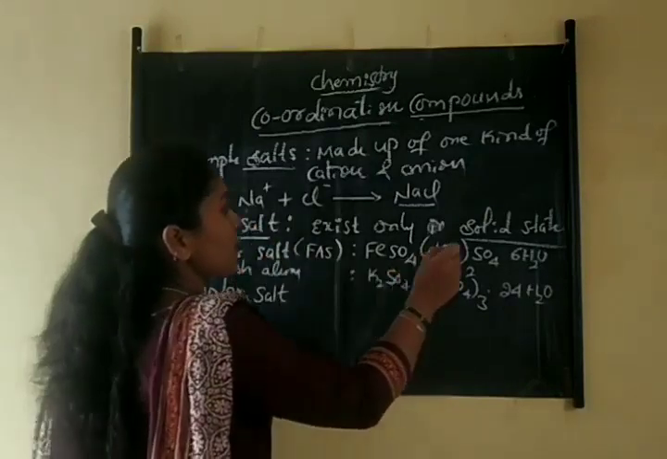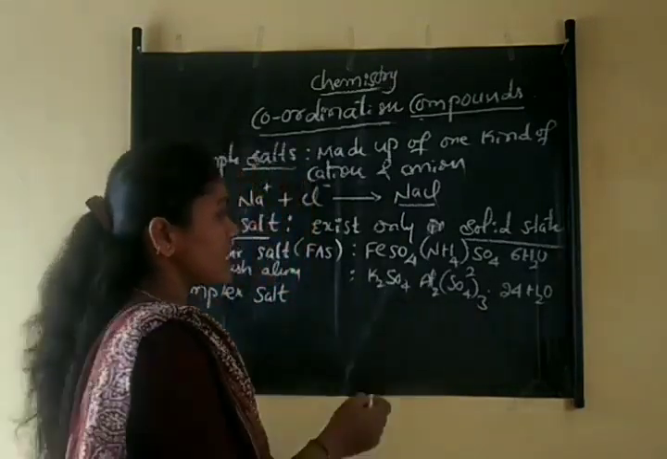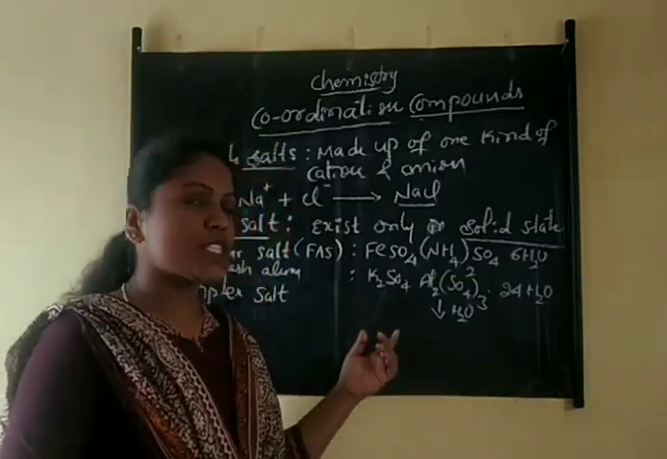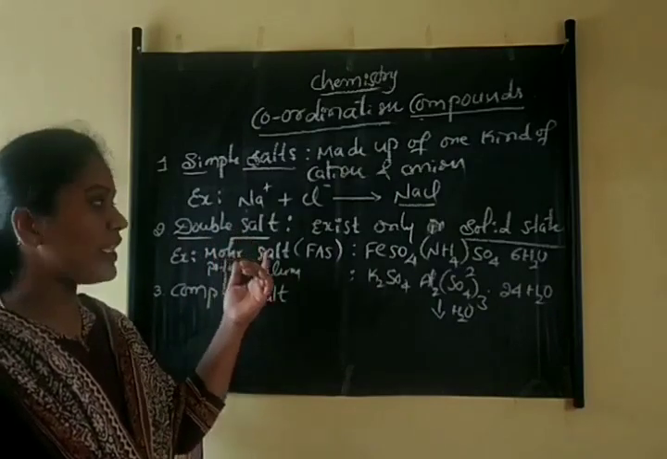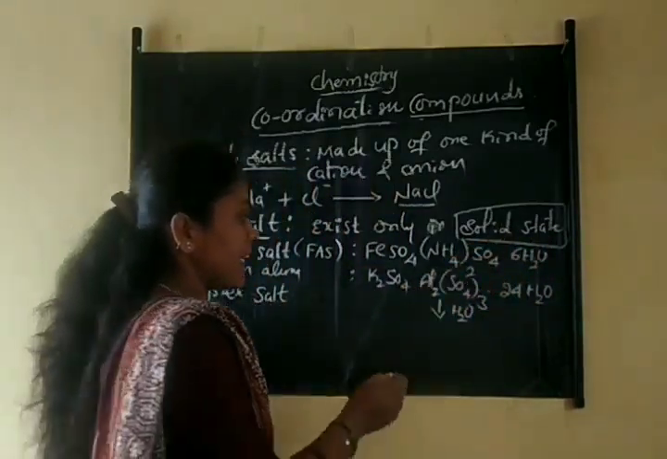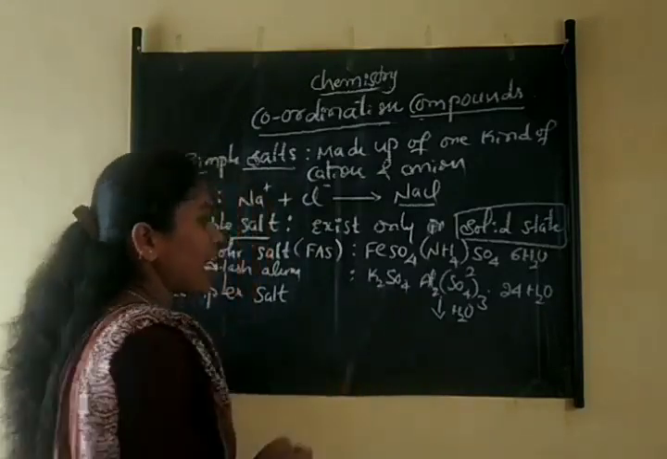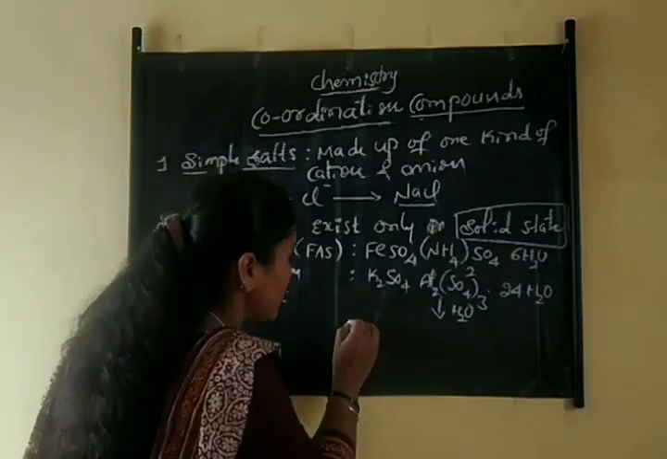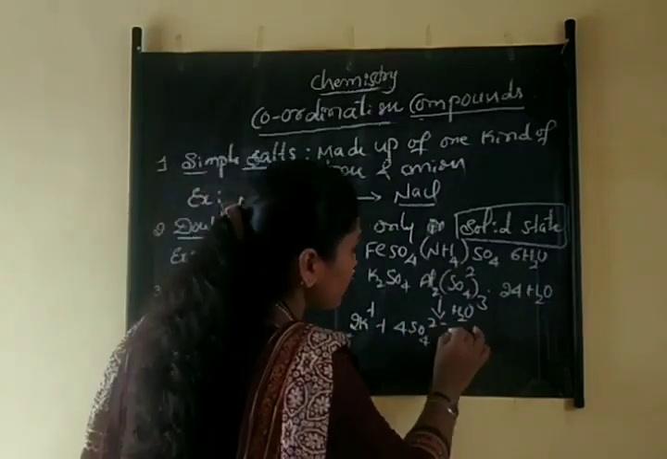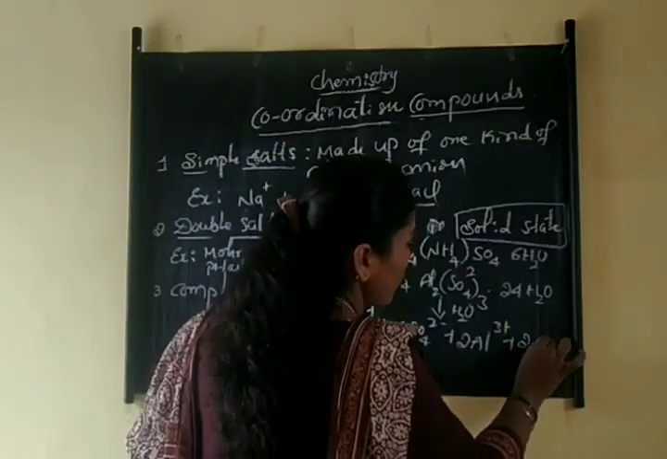Okay, so here double salts are stable only in the case of solid state. But when we add them into water or any solvent, these double salts dissociate into constituent ions. For example, potash alum, when we add it into water, dissociates into 2K+, 4SO4 2-, plus 2Al 3+, and 24 moles of water.